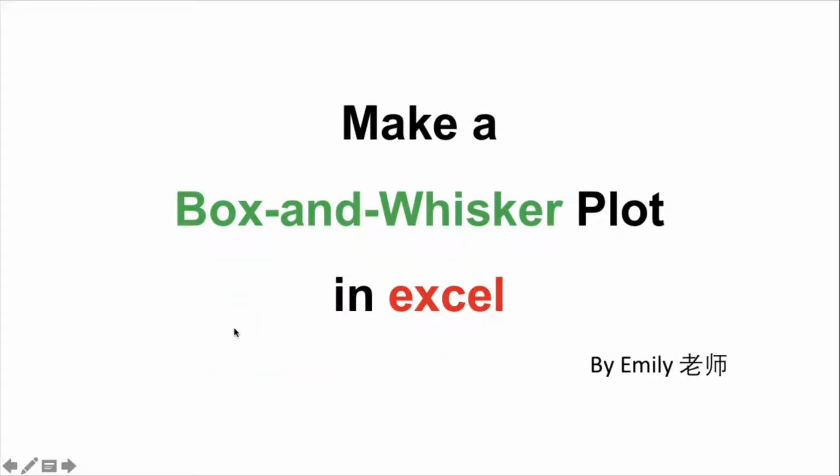Make a box and whisker plot in Excel. Firstly, we need to know what is box and whisker plot. Given the dataset here, suppose they are the test scores of a class, and it's already ordered from the greatest value to the least value. So you can easily tell that the top score is 97 and the lowest score is 53.